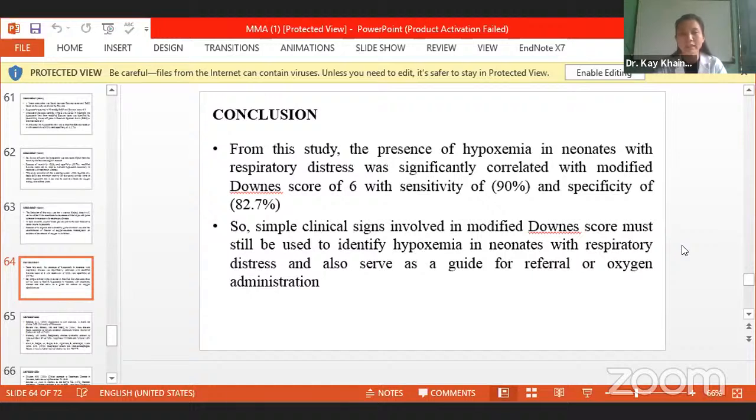So simple clinical signs involved in modified Downes score must still be used to identify hypoxemia in neonates with respiratory distress and also serve as a guide for referral or oxygen administration.